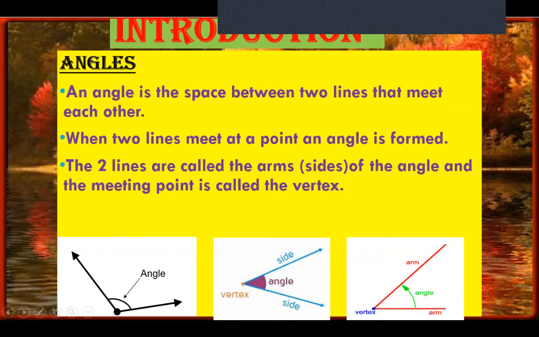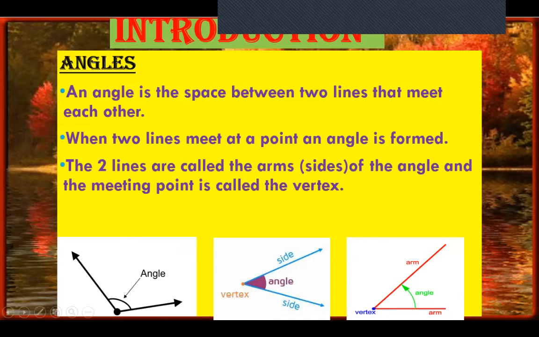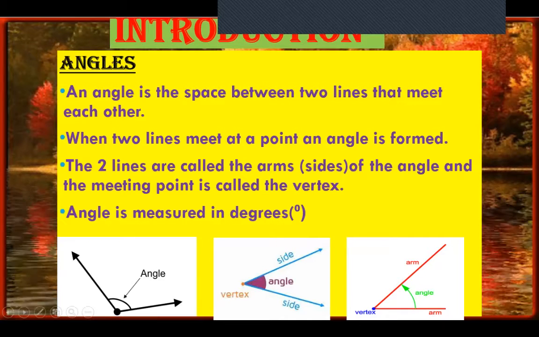Here you can see the two arms, and this is the angle being formed, and the meeting point is called the vertex. Angle is measured in degrees.